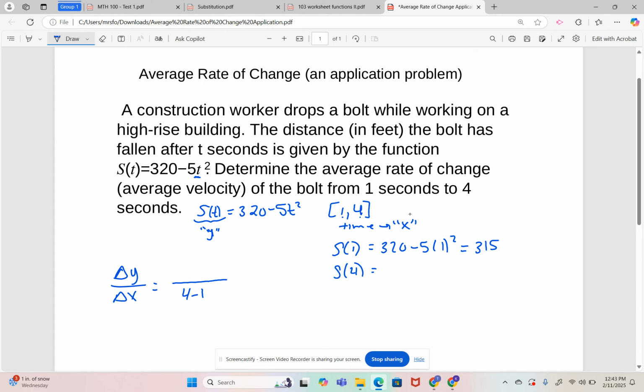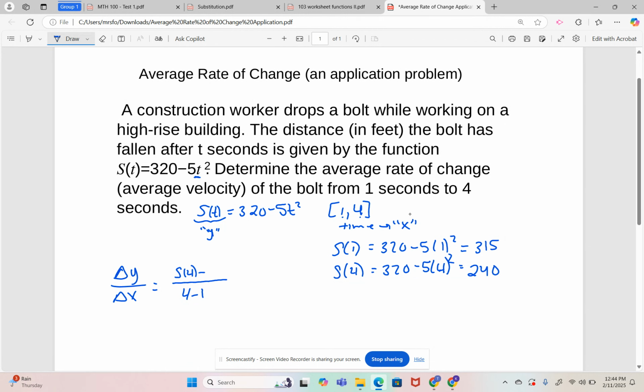Then for the s of 4, you're going to substitute 4 into the parentheses. And so that's going to give us 4 squared, which is 16. 5 times 16 is 80. So 320 subtract 80 is 240.